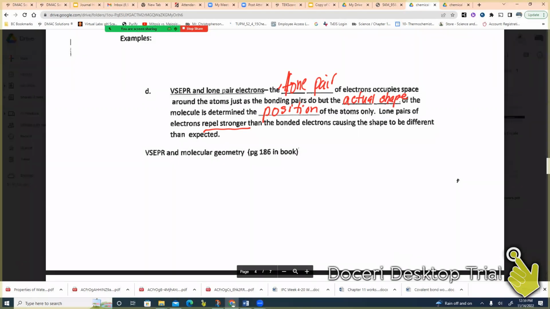If you flip to the top of your next page, it talks about hybridization, and we're not worried about that. So you can put an X through that. Complicated looking chart.